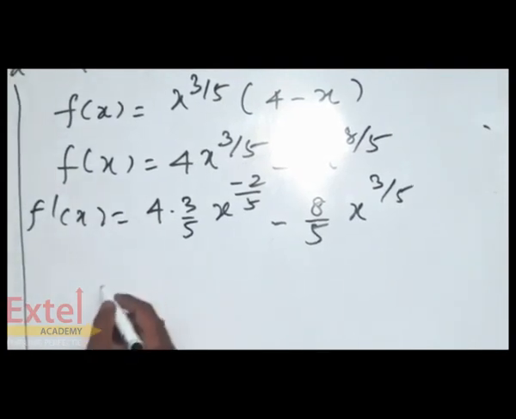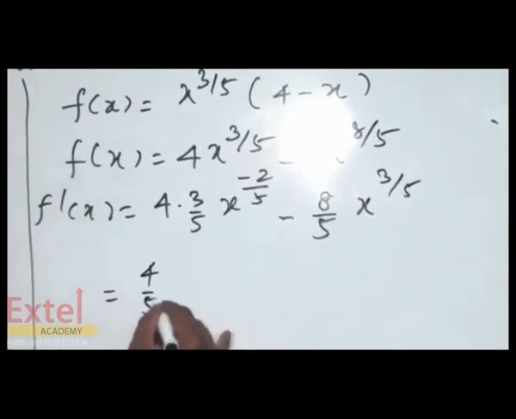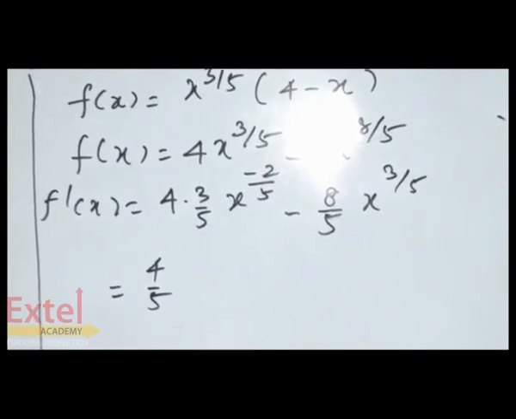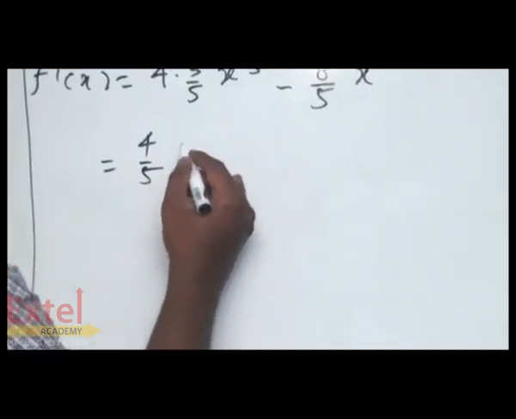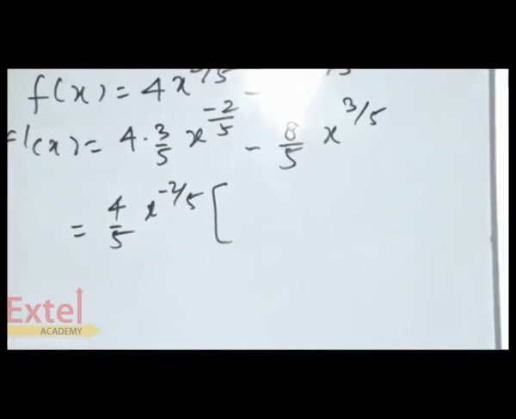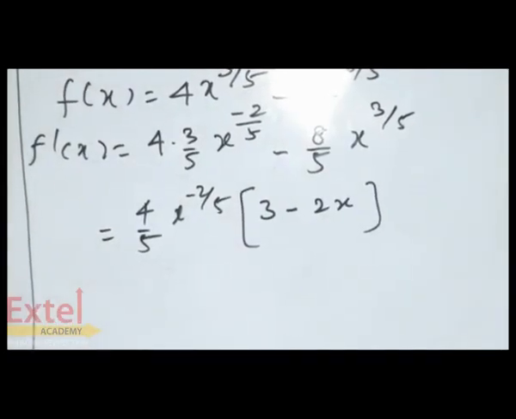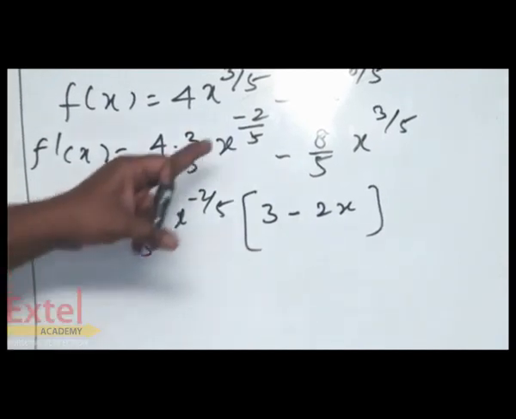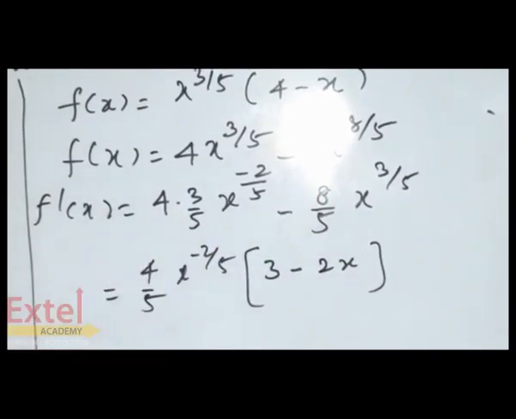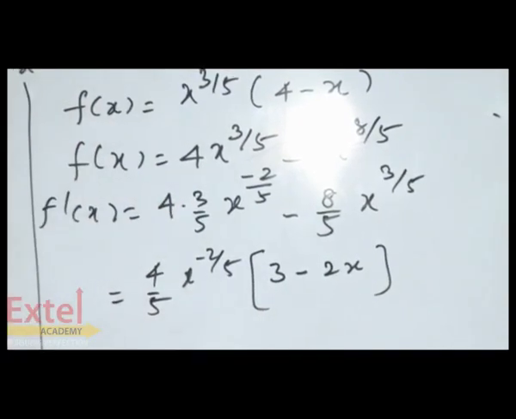Now we will take some common terms here. We will take 4 by 5 common outside, and x power minus 2 by 5 common outside. Therefore inside we have 3, minus 2x: 3 minus 2x, because we have taken x power minus 2 by 5 common. Since we have taken 4 by 5 and x power minus 2 by 5 common, for the second term we have remaining only x, because x power 3 by 5 divided by x power minus 2 by 5 leaves x.